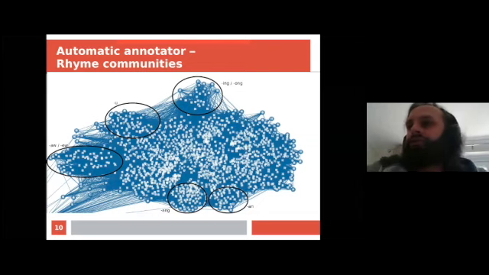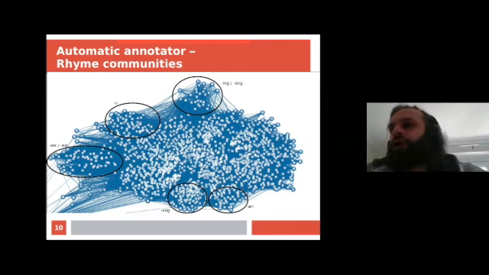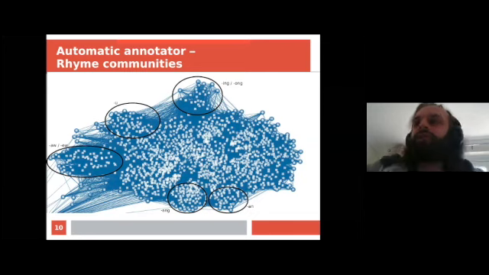And if we go back to the concept of set annotator, what happens is we can say, well, if things are in a community, then that's a set. The community is the set. And so we can start annotating our poems by saying, these things did rhyme in the corpus, so we consider it a community. So now we can annotate the corpus.